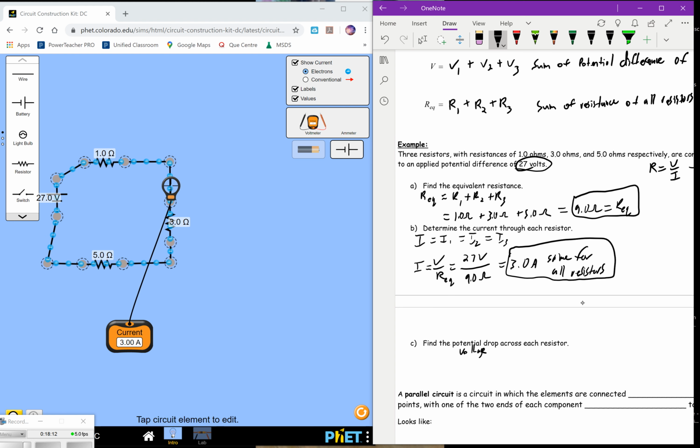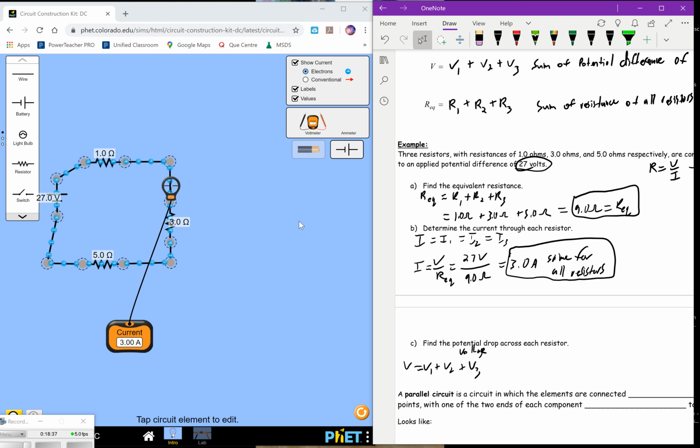voltage, across each resistor. Now we know that the total voltage here, 27 volts supplied by the battery, is equal to the potential difference across each resistor, or the voltage across 1 plus the voltage across 2 plus the voltage across 3.